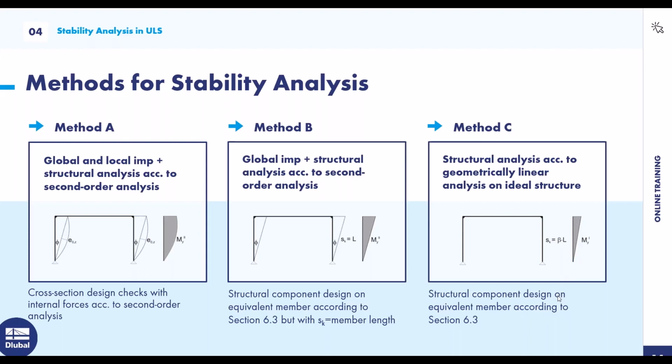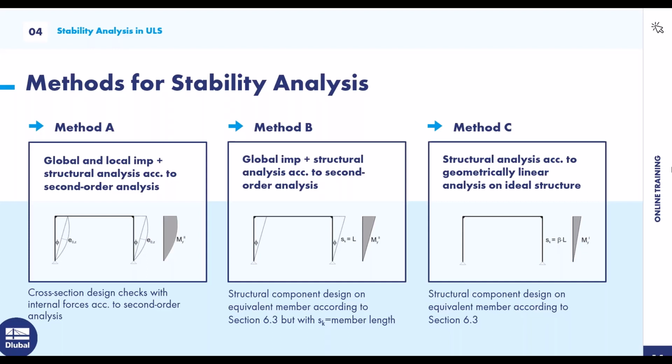Okay. Important to method C is that the structural component design can be carried out for flexural buckling with the internal forces according to the geometrical linear analysis, which were determined on the ideal structure without the use of imperfections. But in that case, for the frame, only for the columns. Because by considering the system buckling lengths, the moment agrees with the second order analysis, and the effect of the equivalent imperfections is already taken into account.